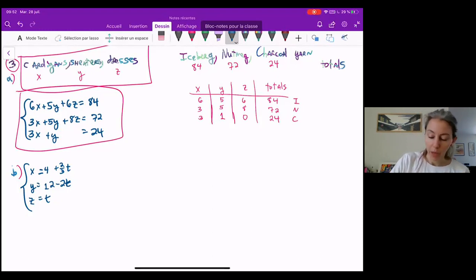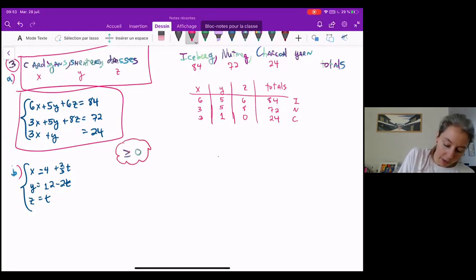Okay, so now for my realistic solutions, I know that I'm not going to make half a cardigan, so I can have no fractions, and I'm not going to make a negative amount of cardigans, so I can't have negative things. So we start off with, we want each of these things to be positive. And I'm going to go through and deal with each of them. So I want to find t so that x is greater than or equal to 0.